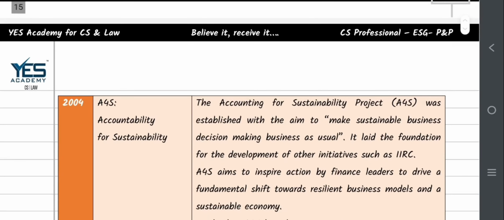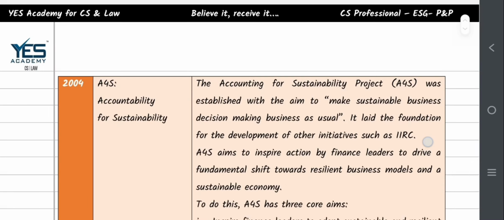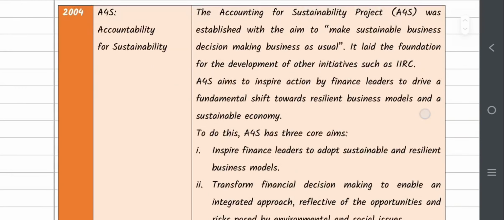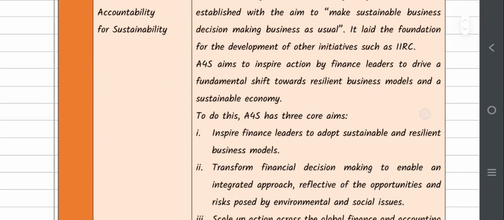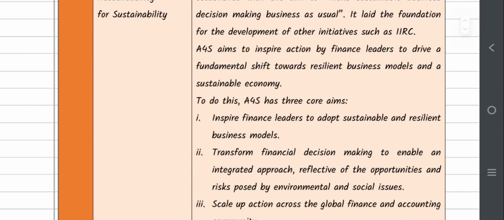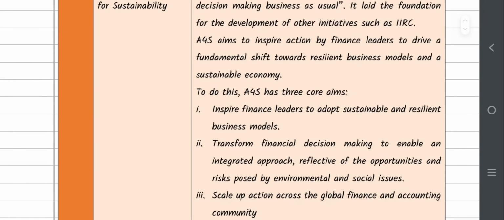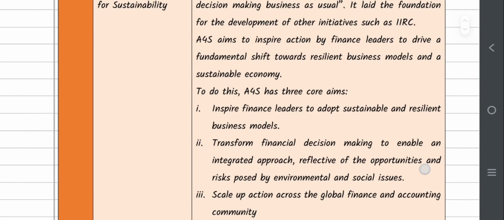The following theories elucidate the basis of evolution of corporate governance. So theories, anything evolution is theory. So first, agency, shareholders, stakeholders, stewardship.